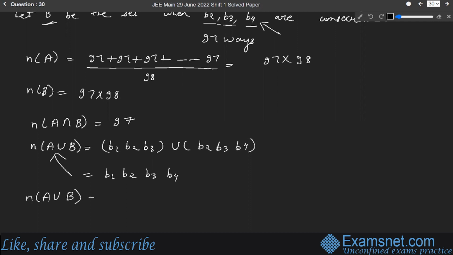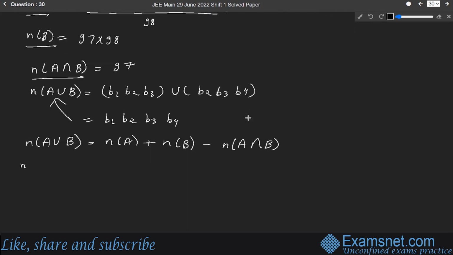It means that we have to calculate n of A union B. There is a very basic formula to calculate it. Do you know what is the basic formula? In set theory, the basic formula is n of A union B is equal to n of A plus n of B minus n of A intersection B. This is the very basic formula in set theory. Okay. Now what we have to do is substitute all the values. We have n of A, n of B and n of A intersection B.